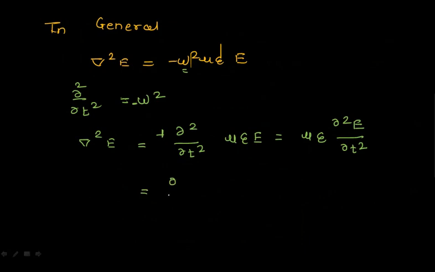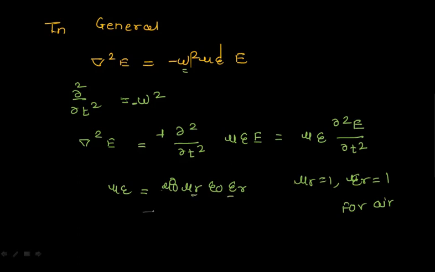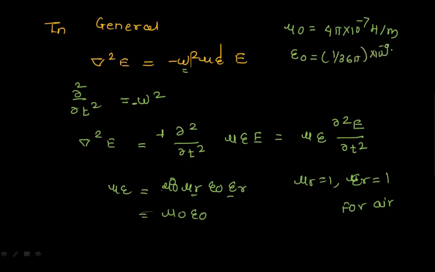If I further simplify this particular equation, we know that mu epsilon is nothing but mu 0 mu r times epsilon 0 epsilon r. But here my transmission medium is nothing but air, so I can say mu r is equal to 1 and epsilon r is equal to 1. These values are for air, so I put 1 and 1. So it will come mu 0 and epsilon 0. If you do recall, mu 0 is 4 pi into 10 raised to minus 7 henries per meter, and epsilon 0 is 1 by 36 pi into 10 raised to minus 9 farads per meter. So just put those values in that equation.